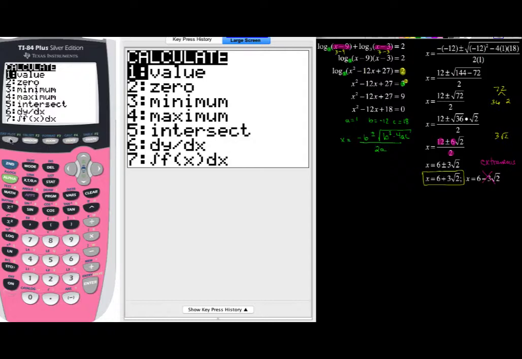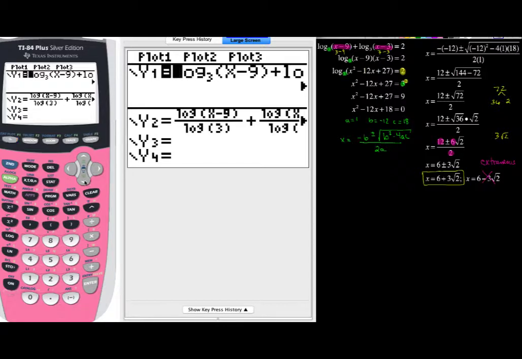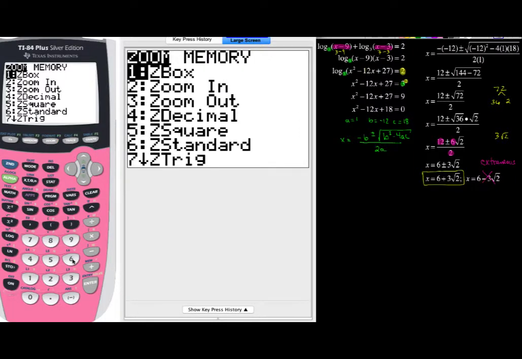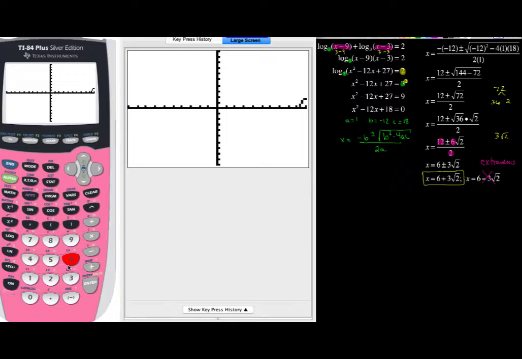So first thing you're going to do is go into y equals, either way that you want to put it in there, and type in the expression log base 3 of x minus 9 plus log base 3 of x minus 3. Again, you can do that using the change of base formula, or you can just type it in the way we did initially. Once we have that in there, hit zoom and then number 6. We'll see a little bit of the graph right there, and what I want to do is type in that value, 6 plus 3 square root of 2. So I want to see what that is.